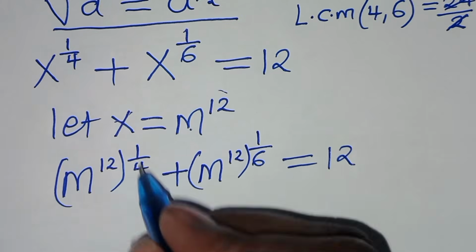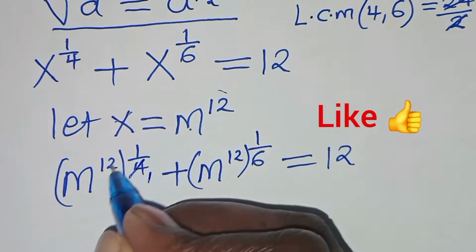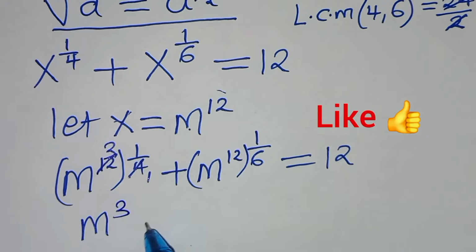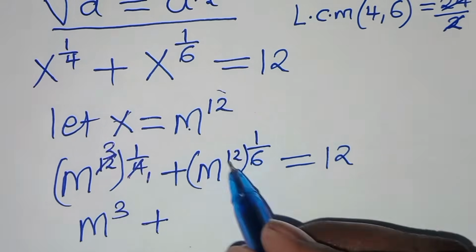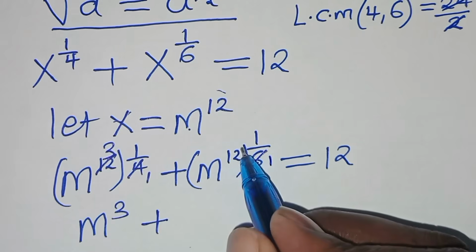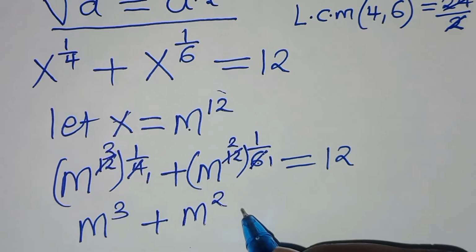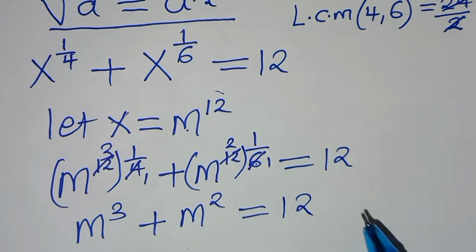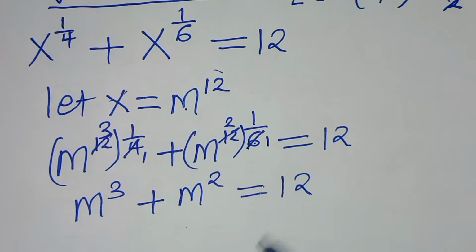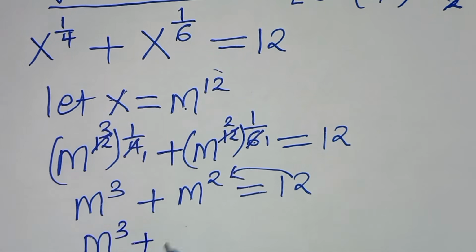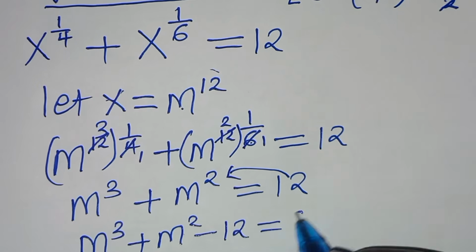So let's simplify here. 12 divided by 4, this is 3. So we have m to the power of 3, then plus m to the power of 12 divided by 6. So 6 by 1, 6 by 2. So we have m to power 2. This is equal to 12. The next step is to take 12 to the left-hand side, so that now we have m to the power of 3 plus m to the power of 2, subtract 12, this is equal to 0.